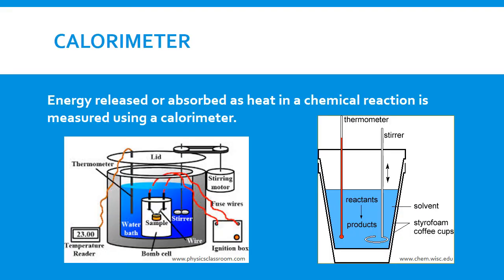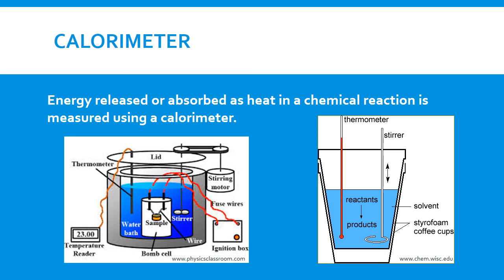A calorimeter is used to measure the amount of energy released or absorbed in chemical reactions or even in some physical changes. All right, we have two types of calorimeter. The one on the left is a bomb calorimeter, which we can use to measure nutritional energy of food. And the one on the right is just a simple homemade calorimeter, where we put two styrofoam cups inside each other. And we can use that to determine the temperature change in a chemical reaction.